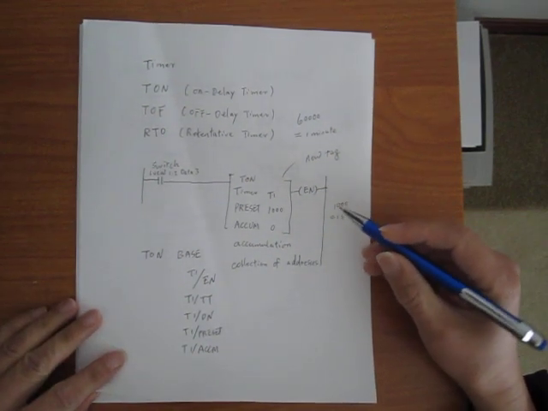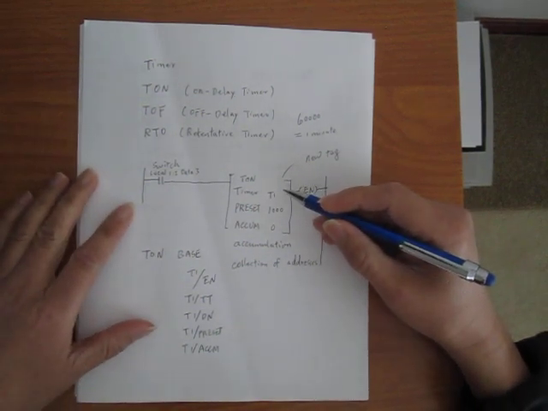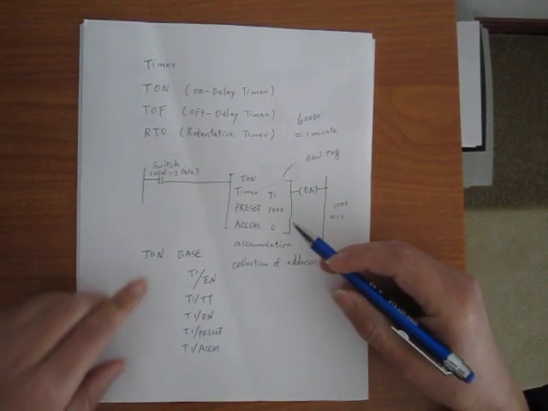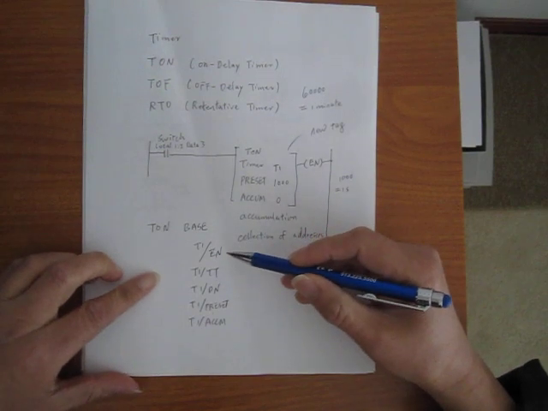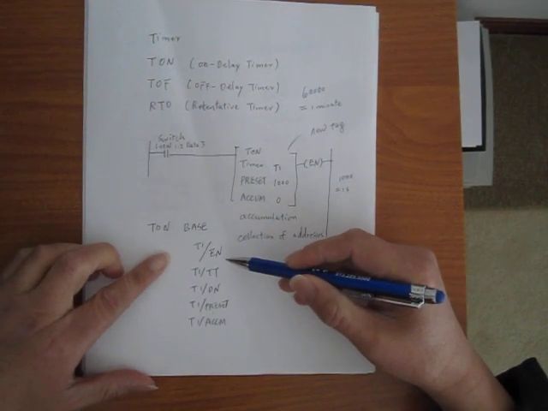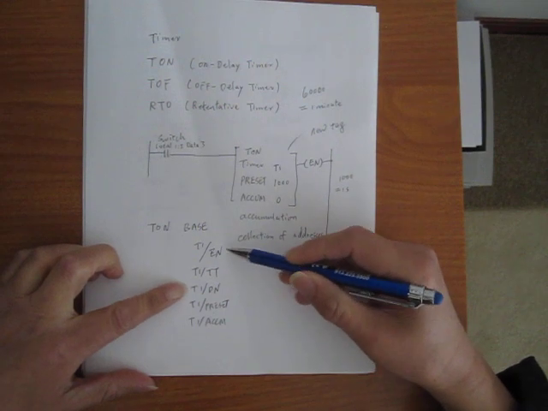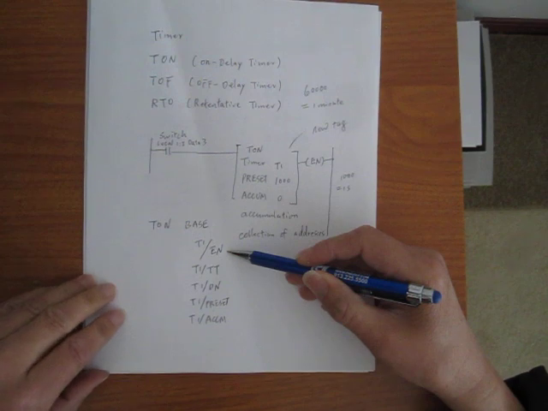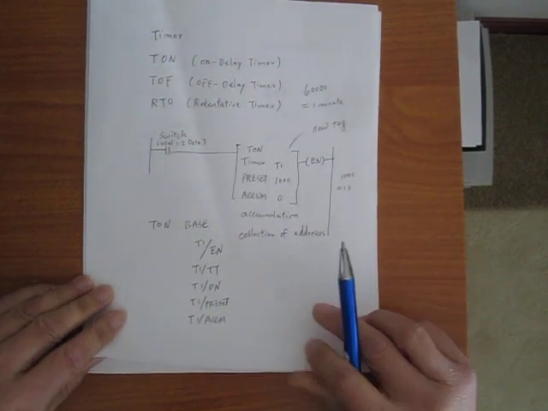In the first video we talked about the timers TON and TOF, and within every timer there are several addresses or variables that we can use. The first one is timer EN, timer TT, timer DN.